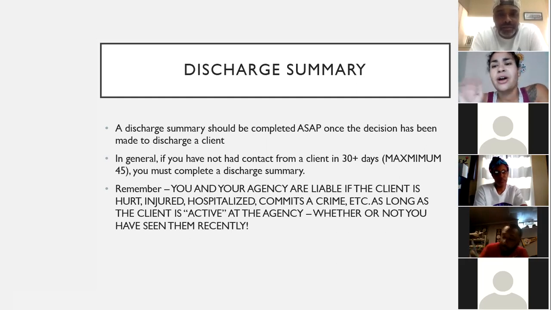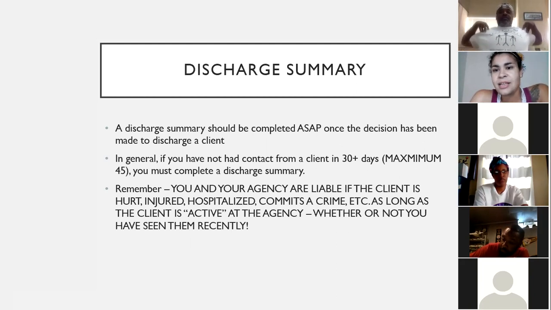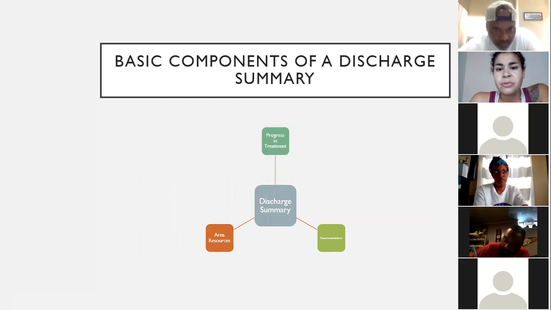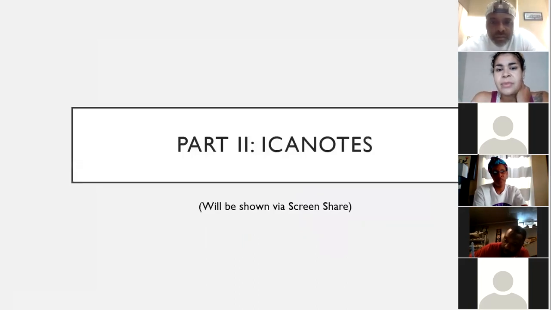And discharge summaries are probably one of the easiest documents you will do as a case manager. They take maybe 15 minutes at most, so it's not something that takes a long time. Again, your basic components of a discharge summary are the progress, some referrals, and how you would recommend any further treatment or symptoms to look out for. That's all a discharge summary is. Does anybody have any questions about documentation?